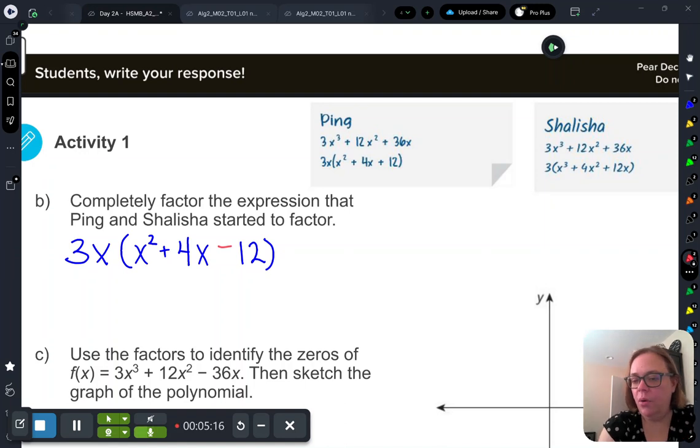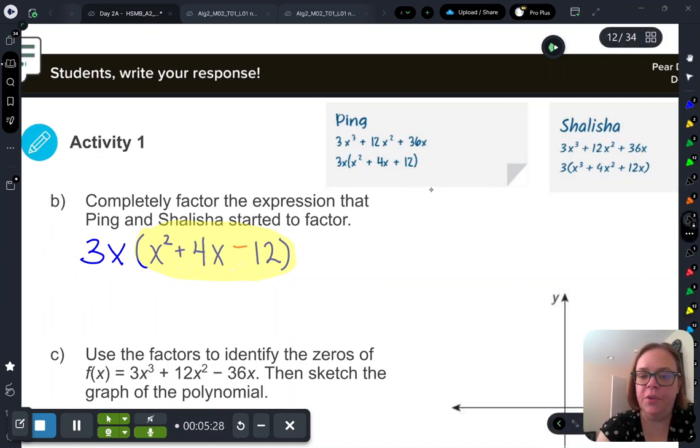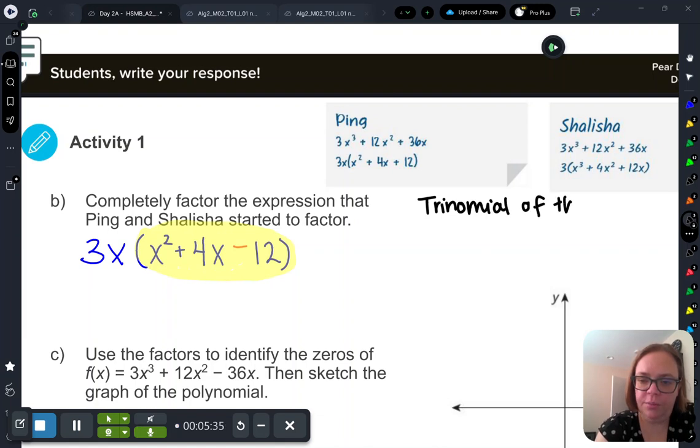Okay, so we've already got the GCF out. Now I want you to focus on what's inside the parentheses here. This is a trinomial. It's got 3 terms, and it is a trinomial of the form, so let me write down what this is. This is a trinomial of the form ax squared plus bx plus c.